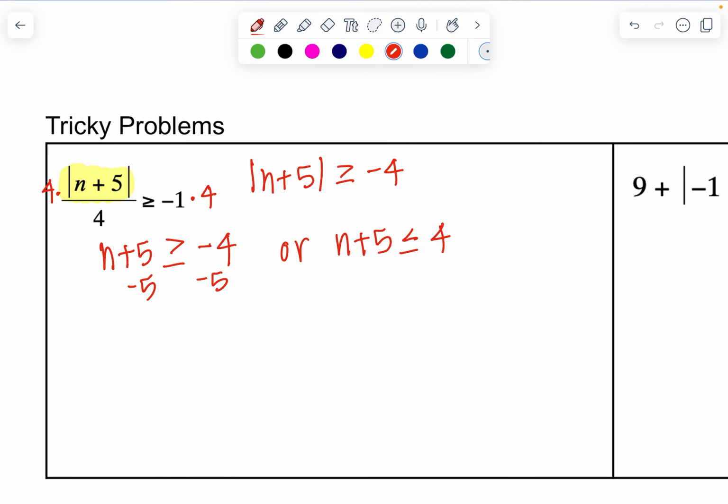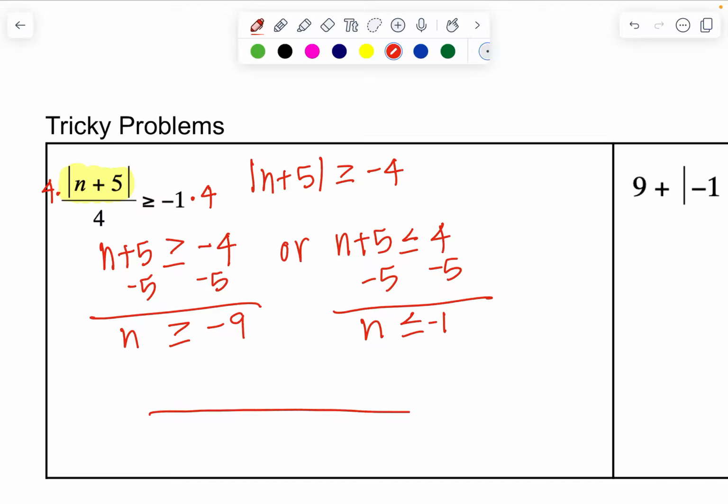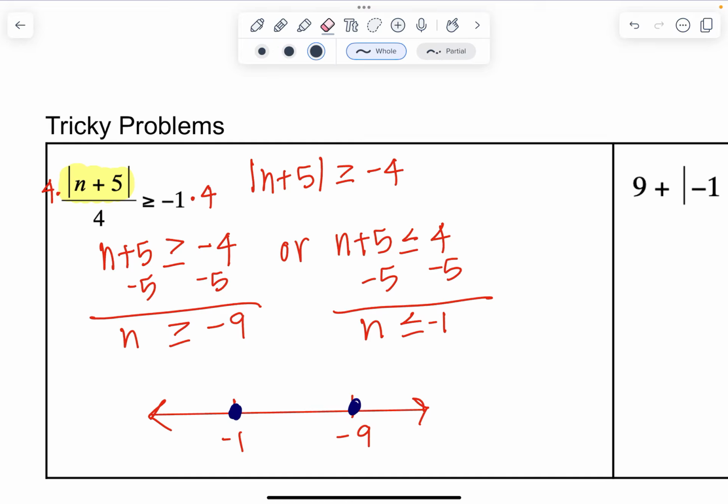Subtracting 5, we'd get n greater than or equal to -9. Subtracting 5, we would get n less than or equal to -1. Now, when we graph this, let's see what happens. We have a -1 and -9. They're both closed circles. Oops. I put those in the wrong spots. There we go. -9 should be to the left of -1.